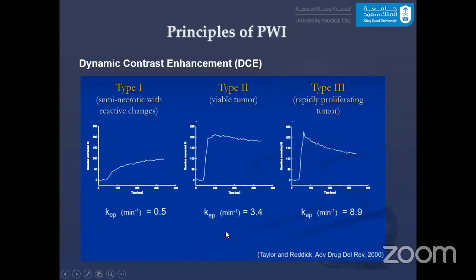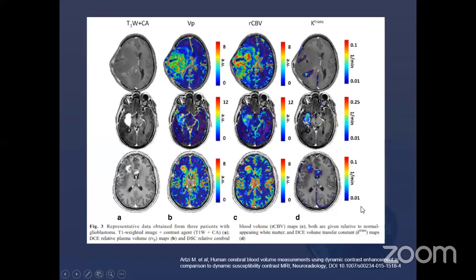So all these parameters are important because we can identify different types of tumor from them. You can see the shape of the curve varies according to the type of tumor and type of malignancy. This example shows the comparison between the two parameters, VB and K-trans, and our susceptibility-acquired relative cerebral blood volume. And we can see where the area has high K-trans.